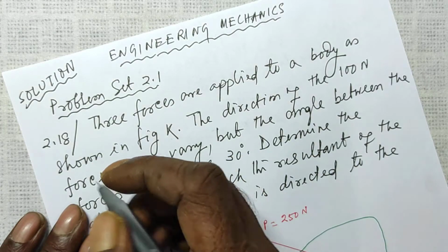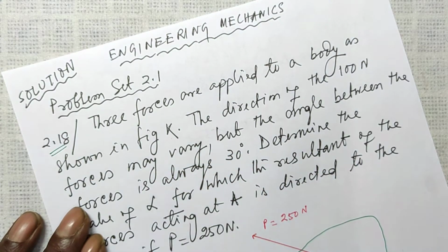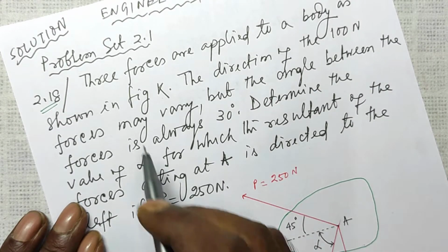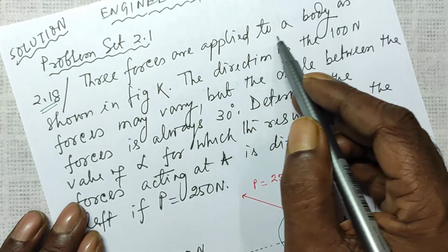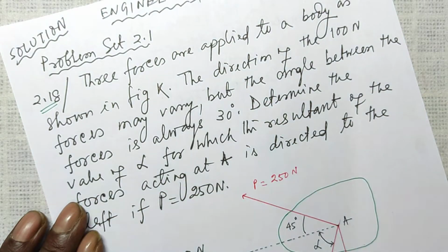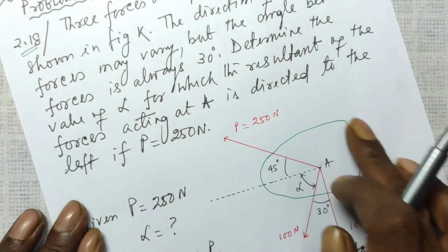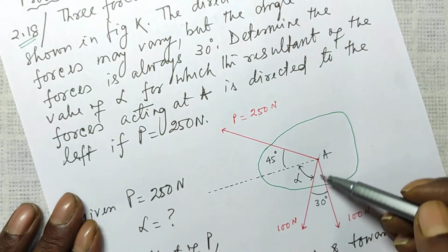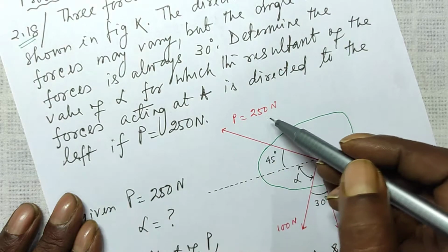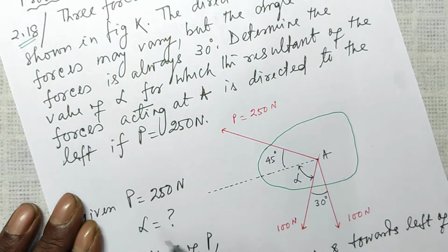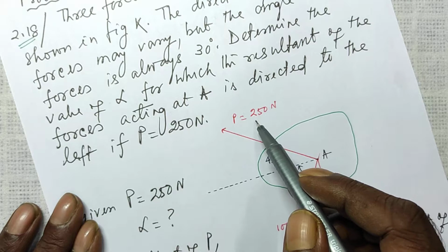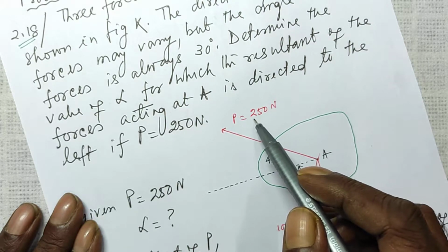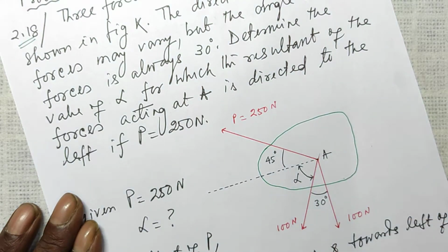Problem set 2.1 and solution to 2.18. Three forces are applied to a body as shown in figure K. This is your figure K as given in your book. The three forces are 100 Newton, 100 Newton, and this is 250 Newton. In the book it is printed here 600 Newton, but in the statement it is given 250 Newton. So I am taking 250.